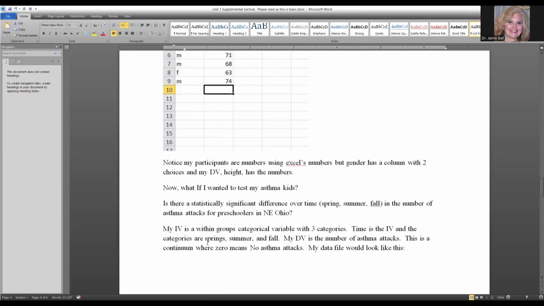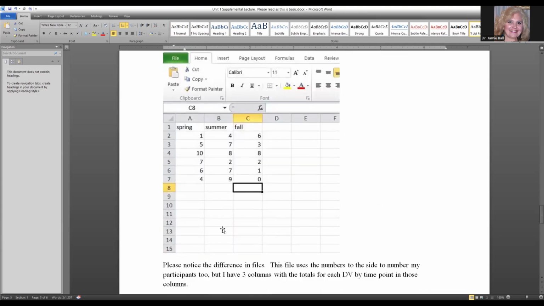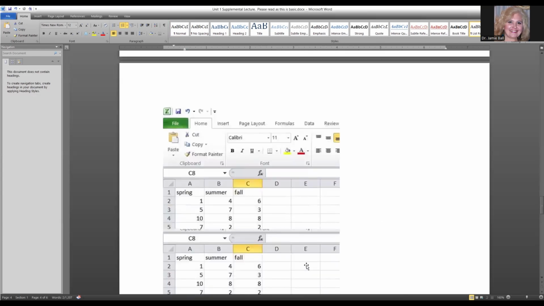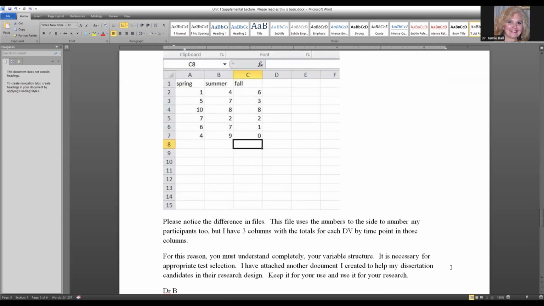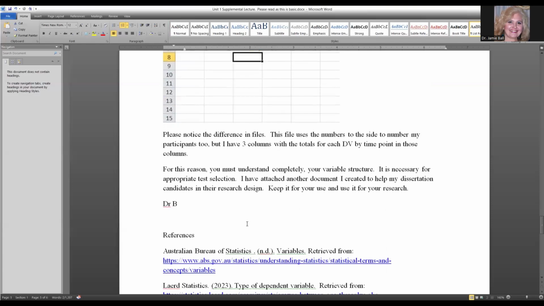The categories are spring, summer, and fall, and my dependent variable is the number of asthma attacks. This is on a continuum where 0 means no asthma attacks. And this is what my data file would look like. Big difference from this data file, right? So what your data file looks like matters. For this reason, you must understand completely your variable structure. Appropriate test selection is necessary, and you need to be able to explain it to your professors so they can check your work.